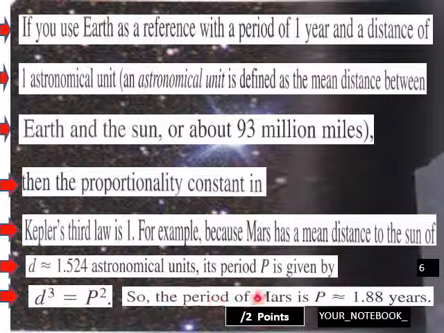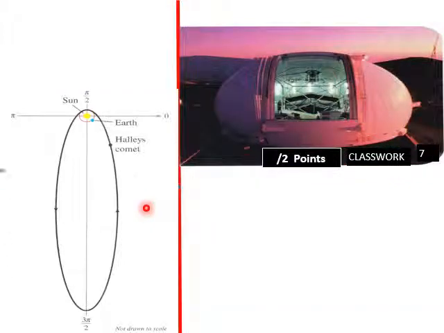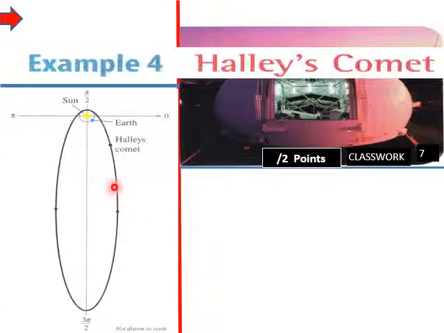So the period of Mars is, and how do we define P? So the P here is d cubed. That is what a P is. Astronomical units, its period P is given by d cubed equals p squared. I don't know. So let's go into our example here.